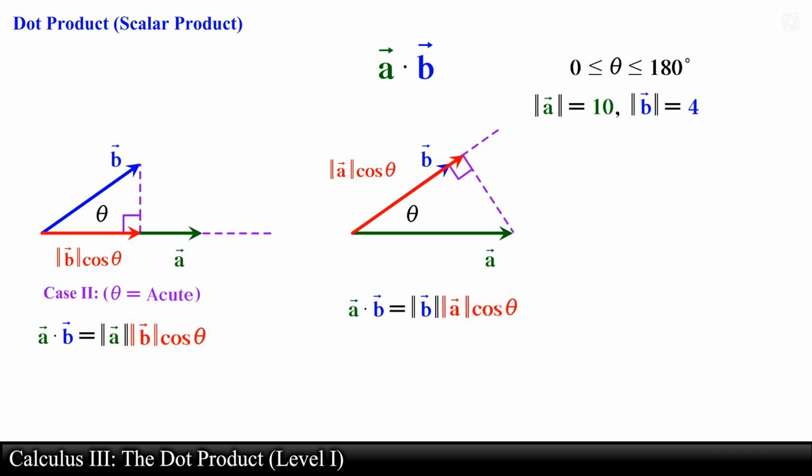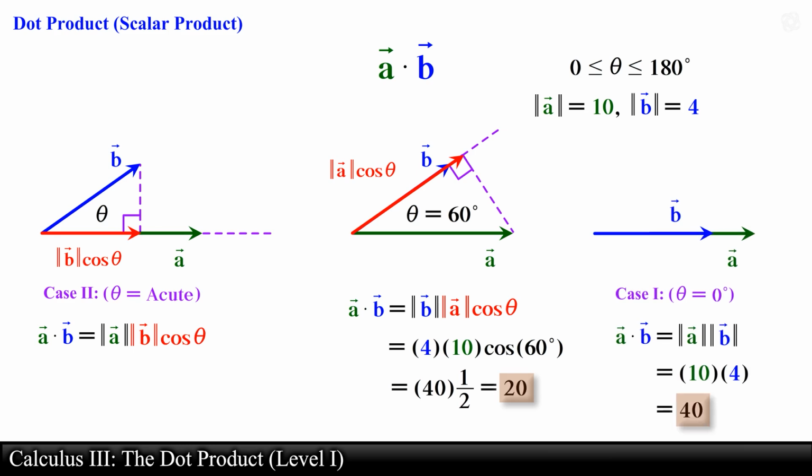As an example, let's find the dot product between vector A and vector B when theta equals 60 degrees. Using the geometric interpretation of the dot product, we go ahead and multiply the magnitudes together, obtaining 40, and then multiply by cosine of 60 degrees, which is equal to 1/2. Simplifying the expression, we obtain 20 as our final answer. Notice that the dot product was reduced in half when compared to the first case, when both vectors pointed in the same direction, where theta equaled 0 degrees.